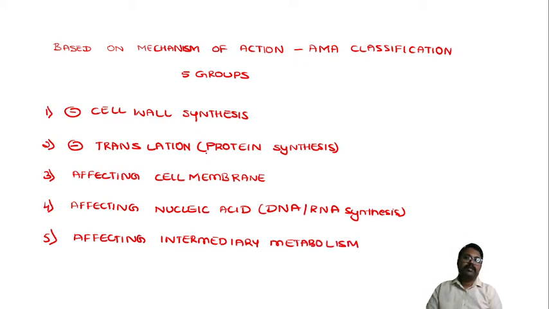So based on the mechanism of action, the antimicrobial drugs can be classified into those drugs which inhibit the cell wall synthesis, those drugs which inhibit the translation, that is the drugs which are inhibiting the protein synthesis, and next is the drug which is affecting the cell membrane, and the fourth group is the drug which is affecting the nucleic acid synthesis, and the fifth group is the drug which is affecting the intermediary metabolism. So let us take up these individual groups.